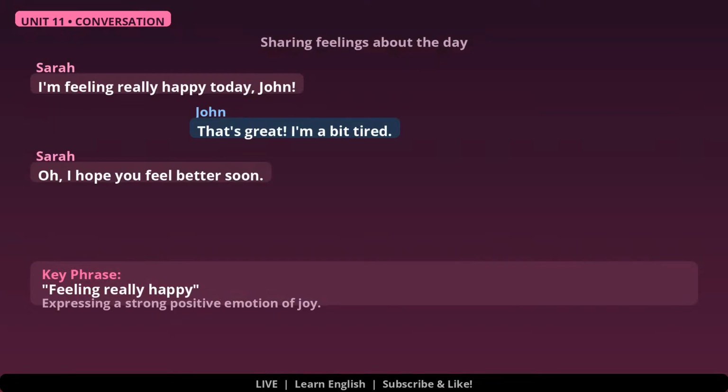Here's a real conversation example. Situation. Sharing feelings about the day. Sarah says, I'm feeling really happy today, John. John says, that's great. I'm a bit tired. Sarah says, oh, I hope you feel better soon. The key phrase is, feeling really happy. It means, expressing a strong positive emotion of joy.